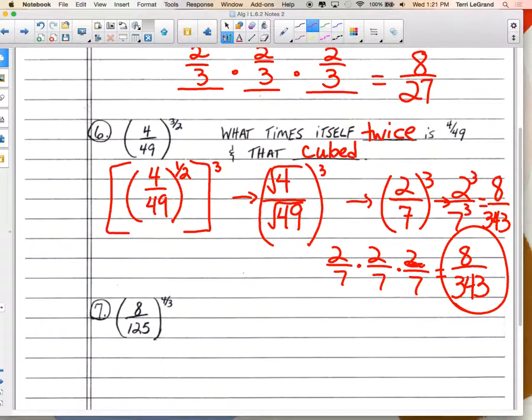If I circled it already, oh no, can it be simplified? Let's check. What goes into 8? 2, 4, 8. Okay, so we gotta check to see if 2 goes into 343, does it? No. How about 4? No. You're sure? Yes. How about 8? No. Okay, then we must be safe. We must be simplified. Okay, you try that last one on your own.